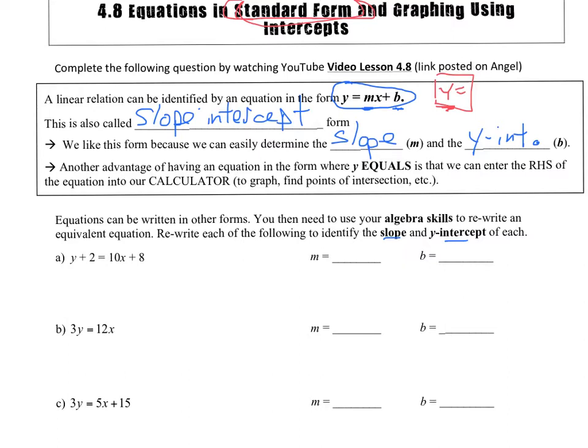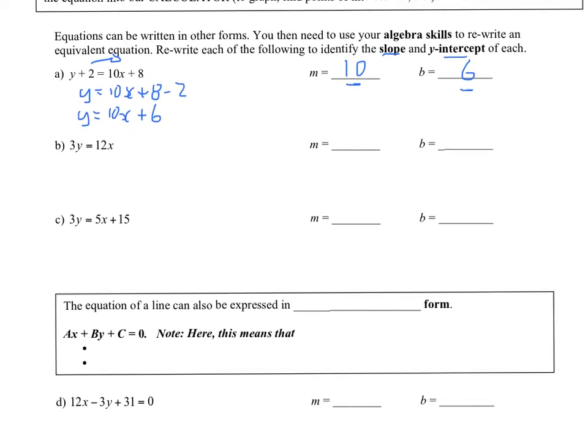So to isolate y, we've got to get the 2 to the other side, so that this becomes y is equal to 10x plus 8 subtract 2. If we collect like terms, we get y is equal to 10x plus 6. So now we know the slope is 10 and the y-intercept is 6. A very steep line, cutting the y-axis at 6. Let's move things up and continue along here.